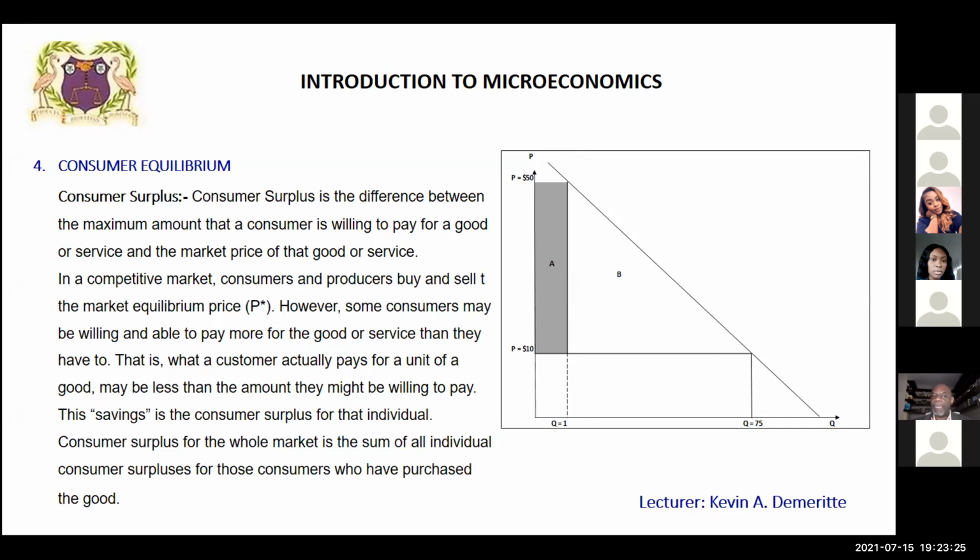Okay, let's talk about consumers. We're still talking about consumers and the choices that they make and why they make them. One of the things we want to touch on is what is called consumer surplus. Consumer surplus really is the difference between the maximum amount that a consumer would be willing to pay and what they actually have to pay.